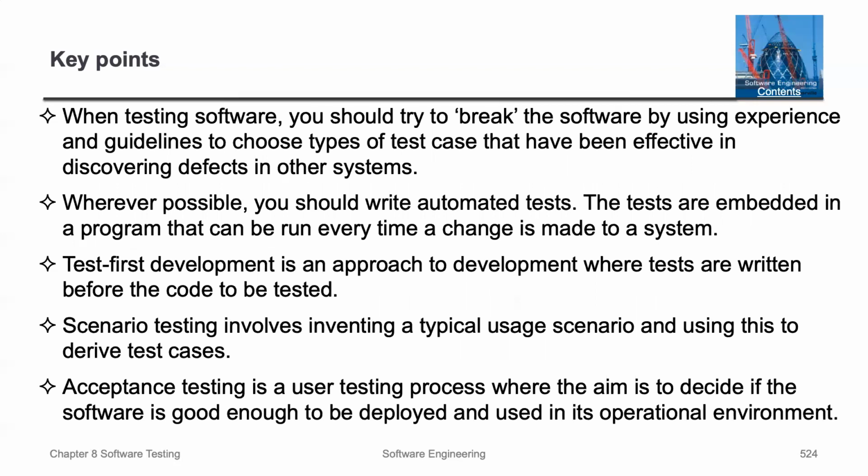Wherever possible, you should write automated tests. The tests are embedded in a program that can be run every time a change is made to the system. And so you constantly go back to a gold standard in testing. Test-first development is an approach to development where tests are written before the code is to be tested. Scenario testing involves inventing a typical usage scenario and using this to derive test cases. And finally, acceptance testing is a user testing process where the aim is to decide if the software is good enough to be deployed and used in its operational environment.